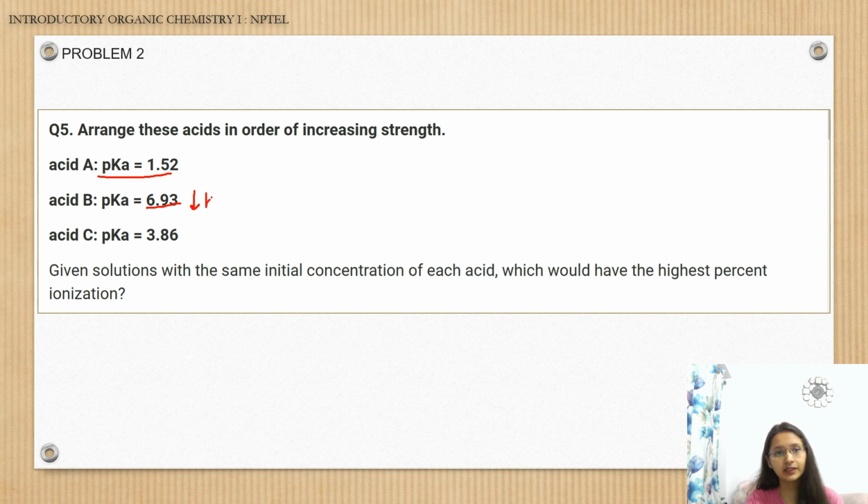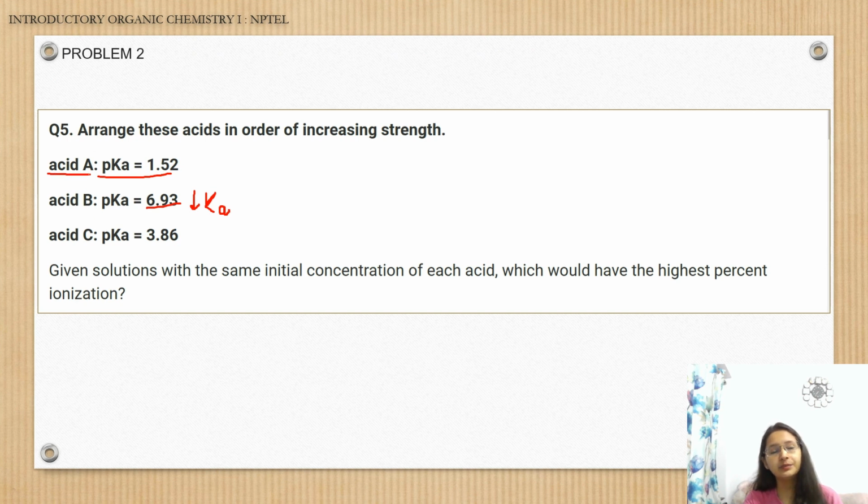Clear? So the Ka value will be lowest for this particular acid B. What that means is, when you compare acid A and B, the pKa value of acid B is higher, Ka is lesser, and the pKa value for acid A is lower. That means acid A is a stronger acid than acid B, right? Because Ka for acid A is higher than acid B.